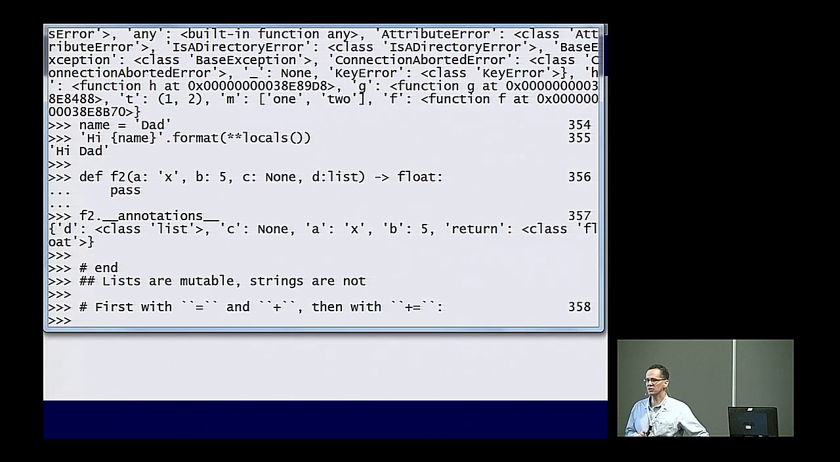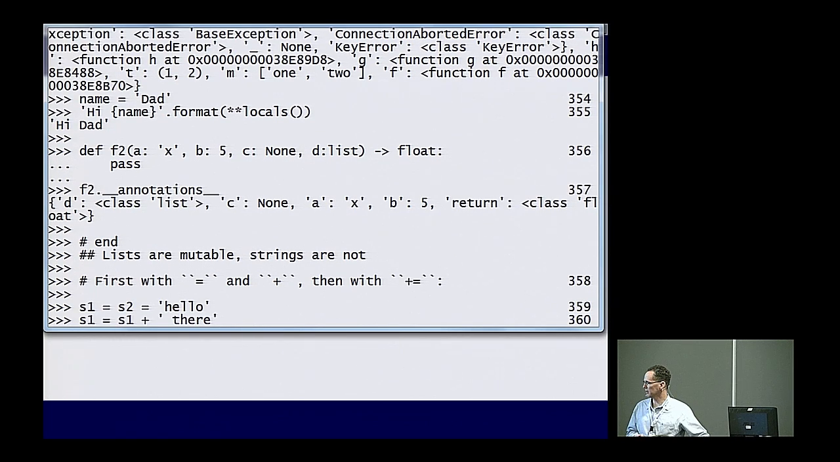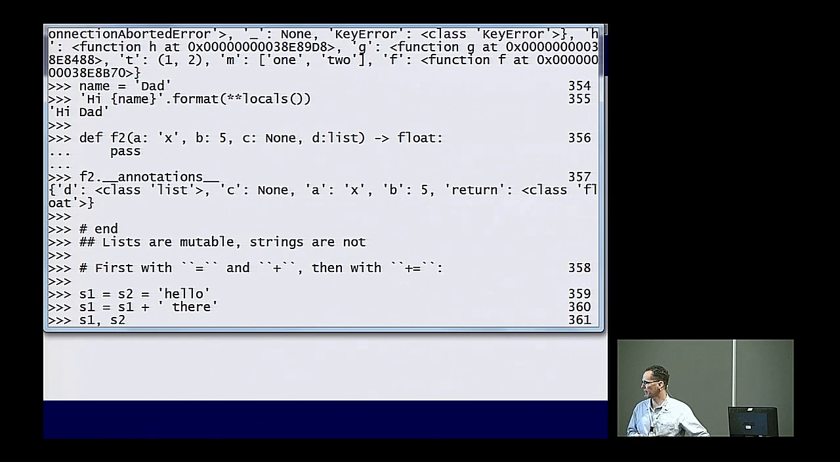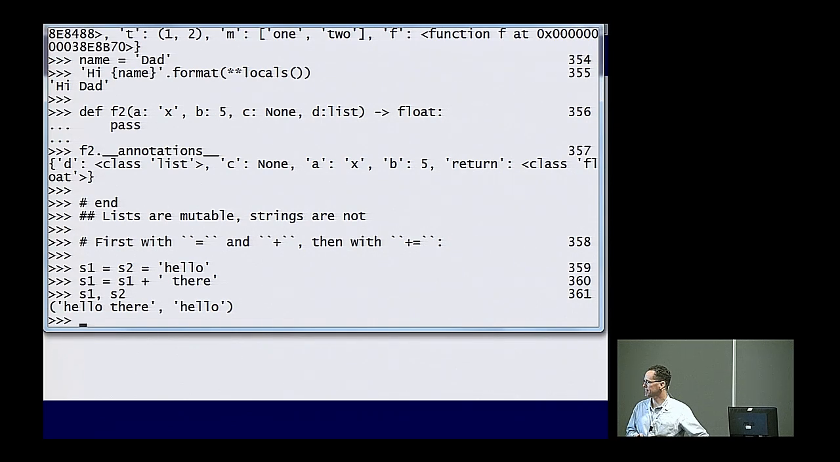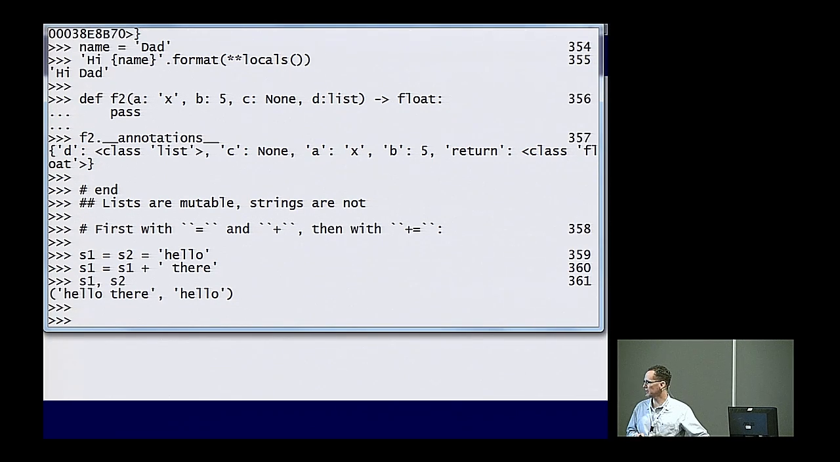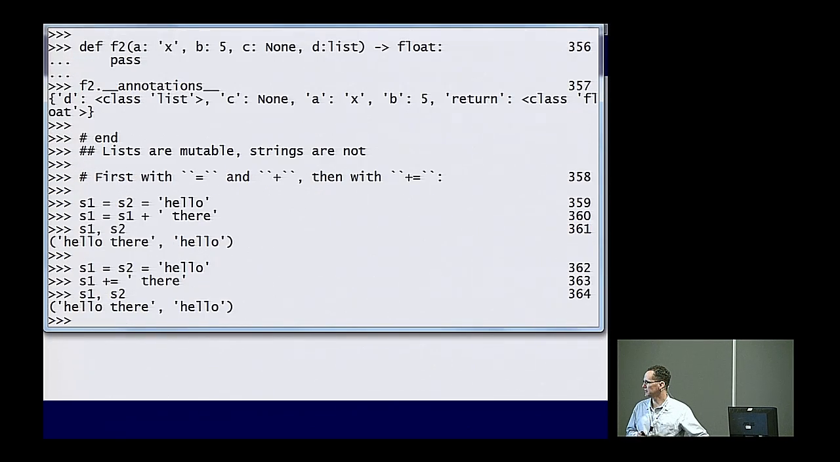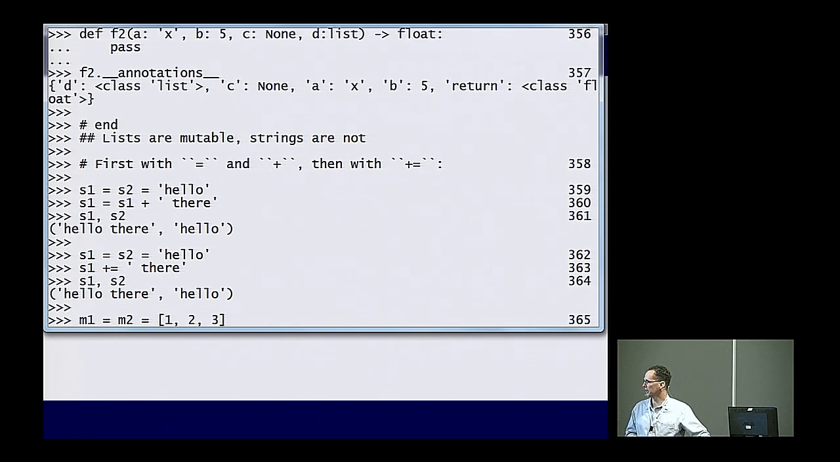Okay, lists are mutable and strings are not mutable. So let's look at some interesting code here. Very similar to what we saw earlier. No surprises there. We saw that. Same thing, no surprises. So remember what's going on here is that S1 used to refer to hello. So I take hello plus there, create a new hello there object, and then S1 now refers to that new object, hello there.